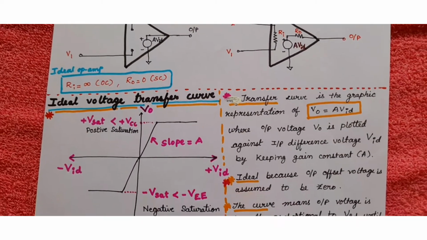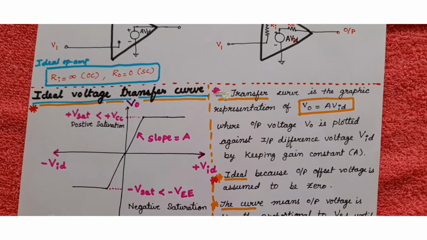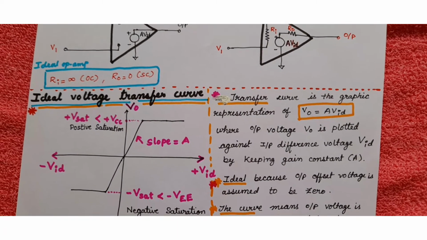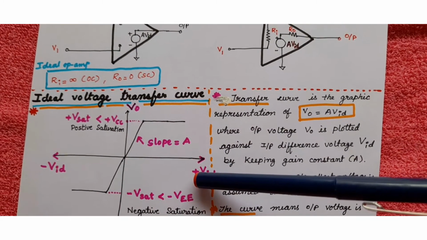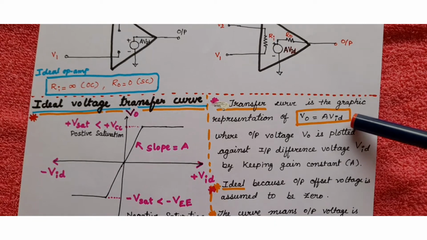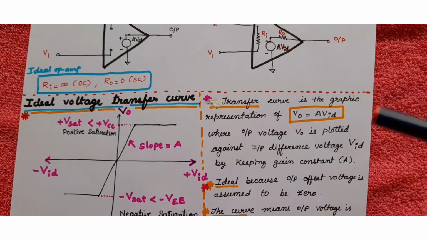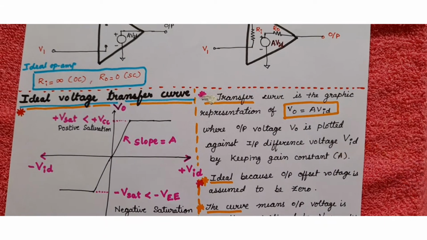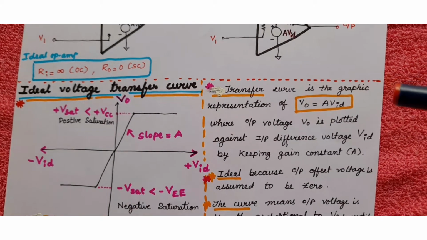Now, coming to the next topic, the ideal voltage transfer curve. What is this ideal voltage transfer curve? It is a graphical representation of the op-amp equation. What is the basic op-amp equation? V0 is equal to A times VID. The graphical representation of this equation is the ideal voltage transfer curve, where V0 is plotted against the input difference voltage VID. So, V0 is on the y axis and VID is on the x axis.